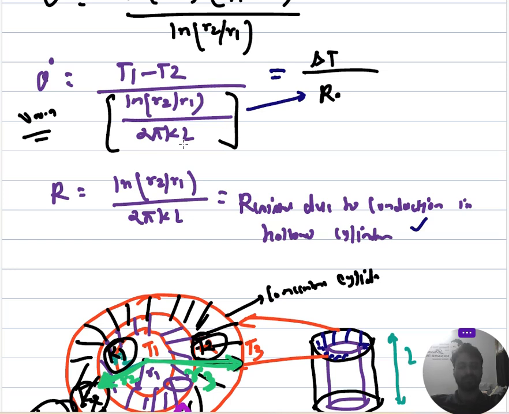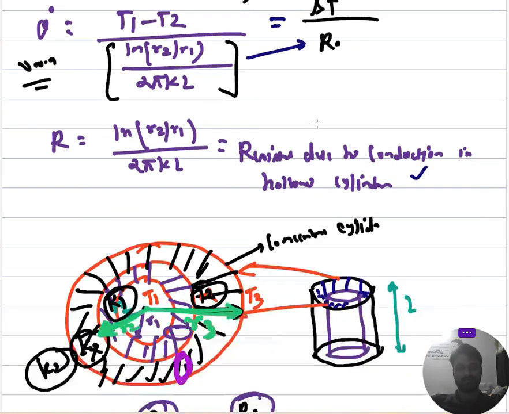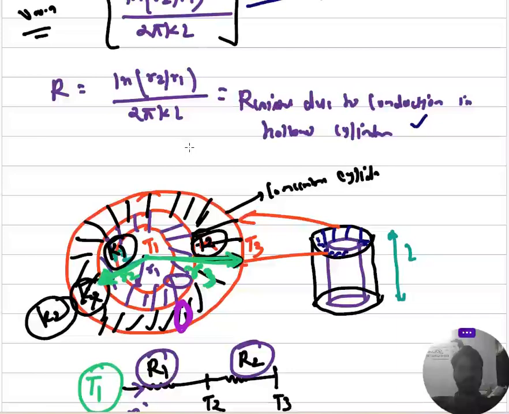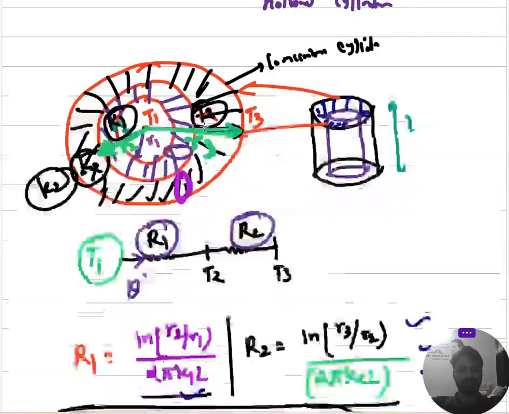And obviously K is the thermal conductivity, and L is the length of the cylinder, that is delta T by R0. So the resistance in the rate of heat transfer in cylindrical coordinates is ln(R2/R1) divided by 2 pi KL. And this resistance is due to the rate of heat transfer by conduction in the cylinder, right?